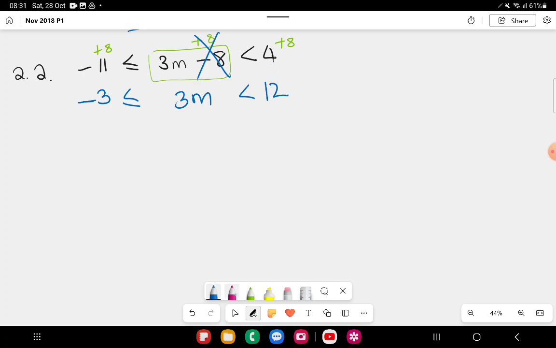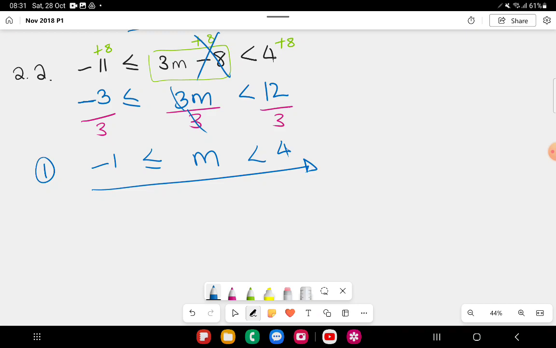Okay, once I've done that, I am going to divide by 3 to get m alone. Divide by 3, divide by 3. So this becomes negative 1 is less than or equal to m, because those two cancel out, which is less than 4. And this is the answer for question 2.2.1, the end.